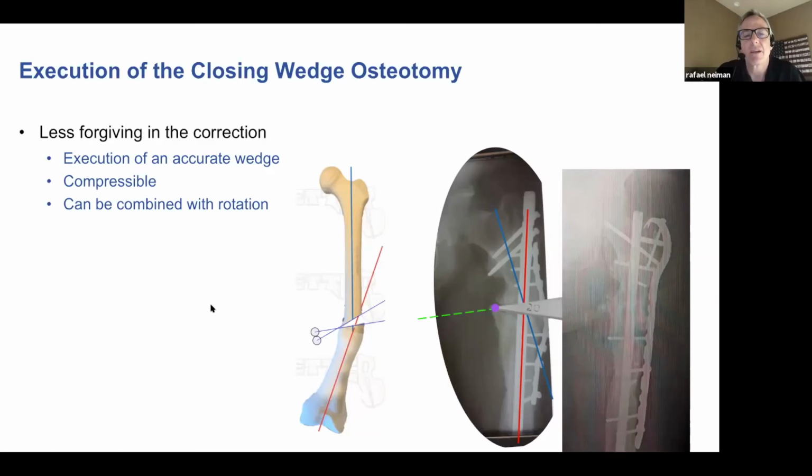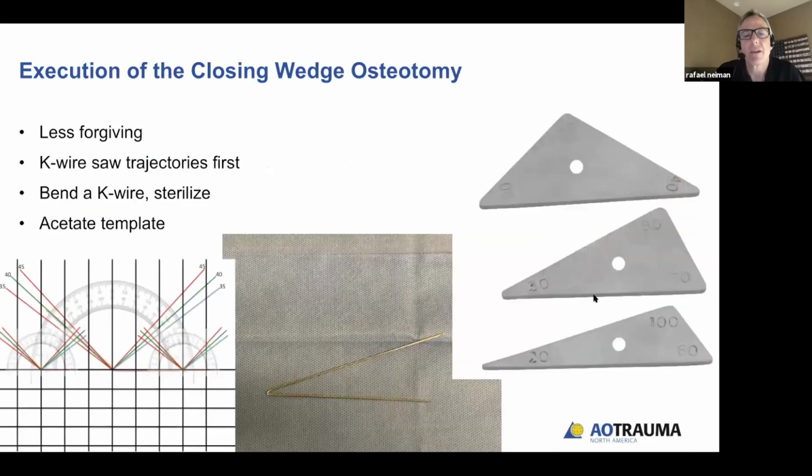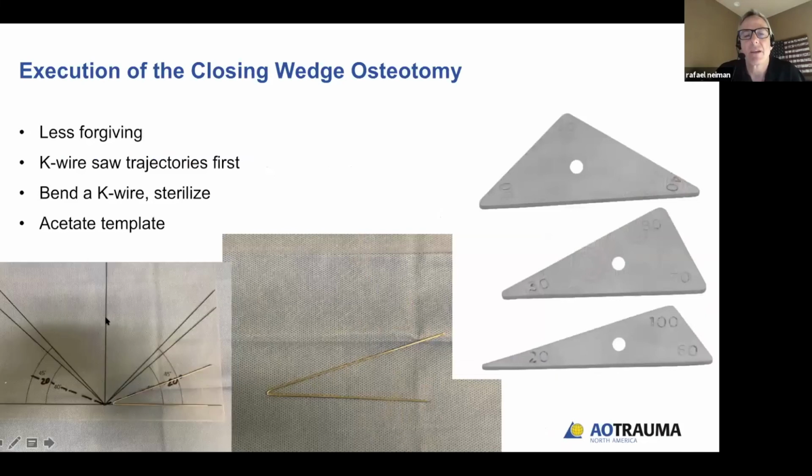Some of the techniques that I use for closing wedge osteotomy are fairly obvious. You've seen these triangles in previous weeks. I use something called an acetate template, where I print on clear paper angles that I'm interested in, and I have a non-scrubbed assistant put those on the monitor to make sure that the trajectory of my pins is exactly where I want them to be. I bend K-wires and I sterilize them so I have the exact angle that I want. These are a lot easier for me to use than a protractor, which is big and bulky.